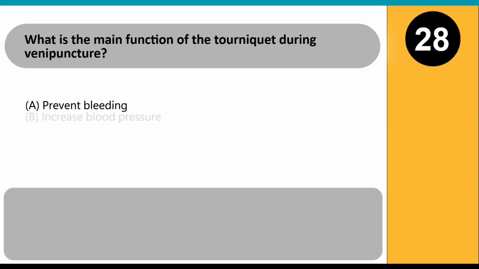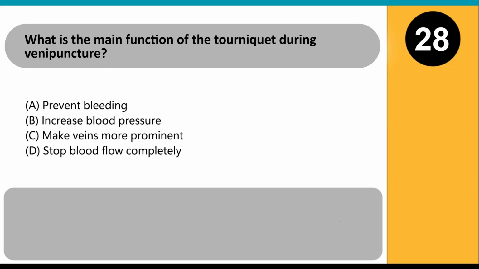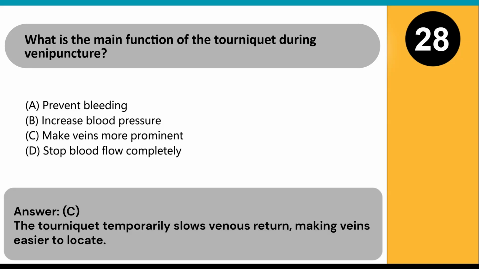What is the main function of the tourniquet during venipuncture? A. Prevent bleeding. B. Increase blood pressure. C. Make veins more prominent. D. Stop blood flow completely. Answer: C. The tourniquet temporarily slows venous return, making veins easier to locate.